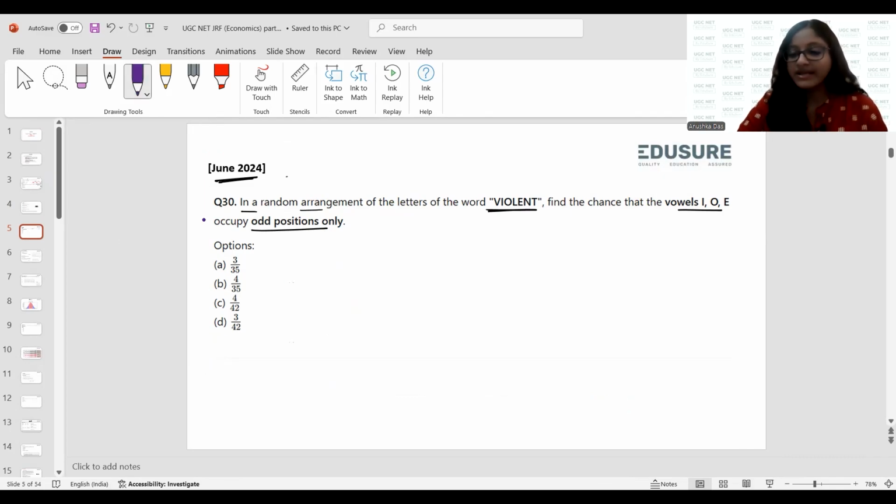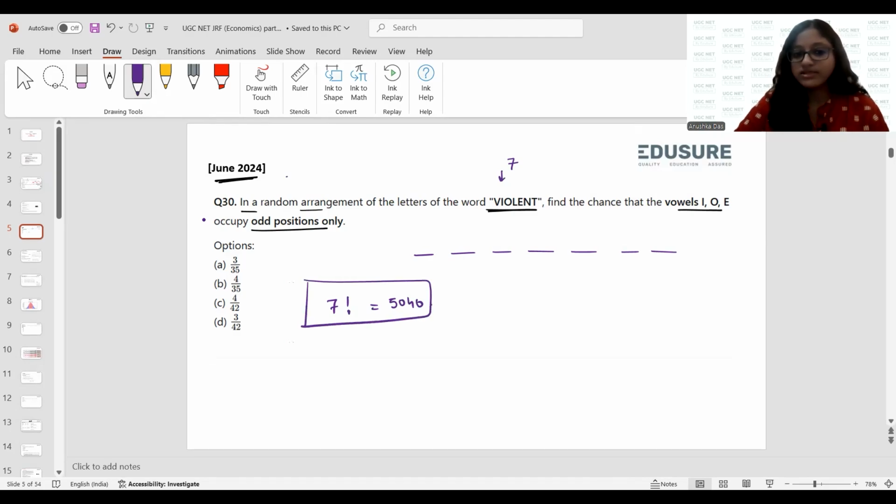So in violin, how many letters are there? 1, 2, 3, 4, 5, 6, 7. So there are 7 letters in the word violin. In how many ways can these 7 letters be arranged? It can be arranged in simply 7 factorial ways. 7 factorial is simply 5040. So this is the total possibilities, total possible arrangement.